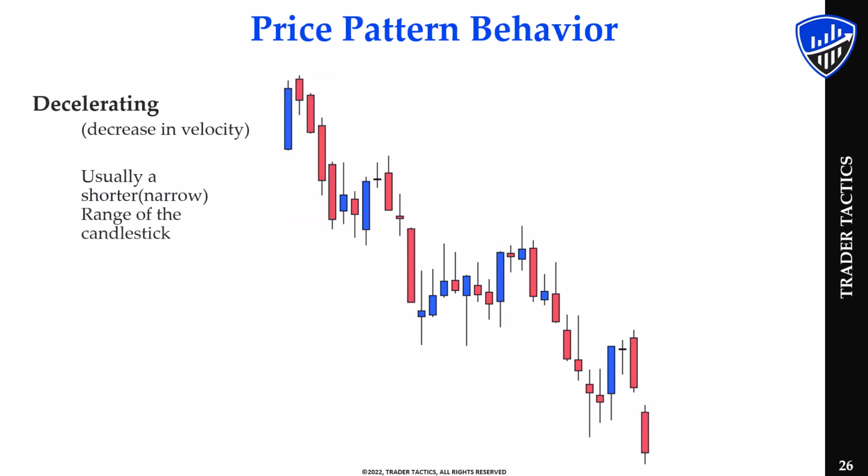And then on the other side, we have decelerating, or a decrease in velocity. Usually we'll see that in the form of a shorter or narrow range candlestick. Here are some examples in gray. The bodies are typically much smaller and the range is typically smaller as well, although not always. On this one here, that blue one has a decent sized range to it, but the body is quite small.